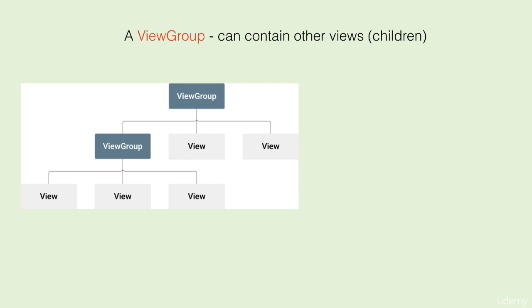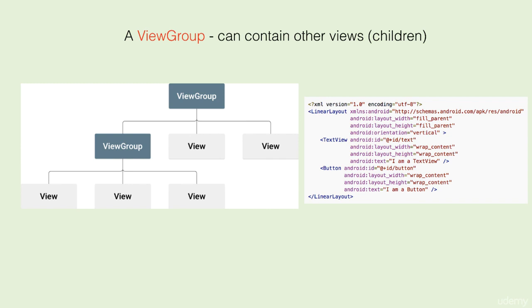So a good example would be when we create our user interface using our XML. You can see here we have a linear layout at the top, and the linear layout will be our view group, and inside we have embedded views. So in this case, we have a text view, we have a button. We could have added another linear layout inside, or relative layout, or frame, so any other view group that we wanted. Okay, so that's the idea of view groups.